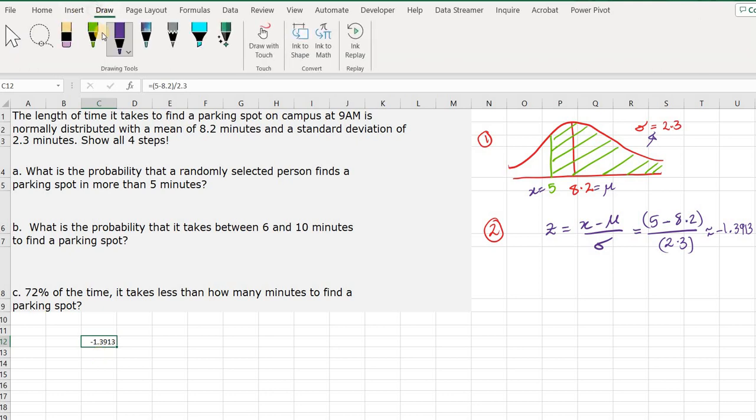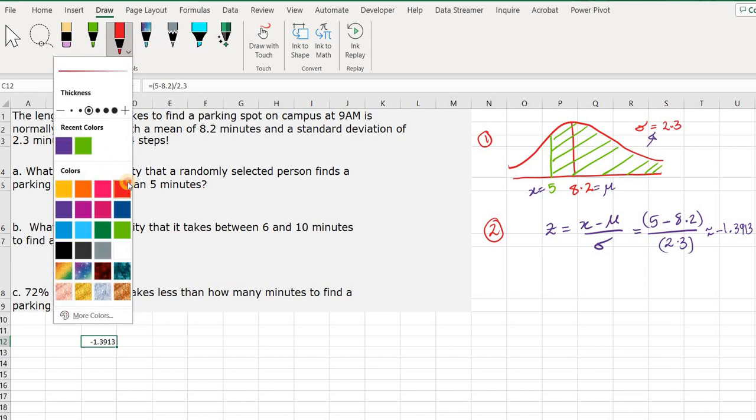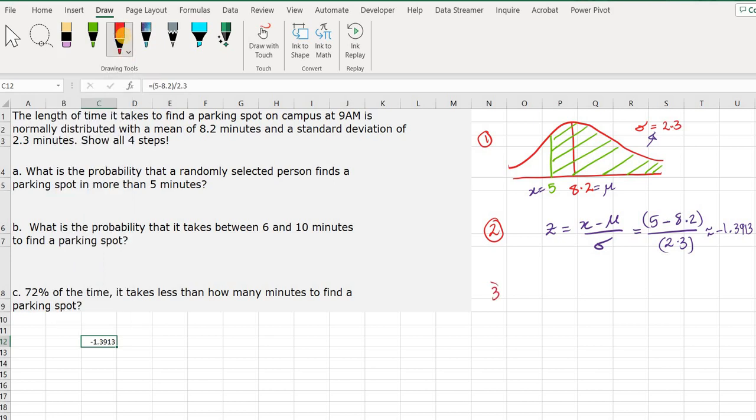Then I would like you to write the formula. So the formula in this case, number 3, since I would like to find the area to the right, I know that the area to the right is equal to 1 minus the area to the left. So this is equal to 1 minus norm.s.dist, because I turned this into a z-score, of the z-score, negative 1.3913, comma, true. And then click enter. So that is what I'm going to compute right here.